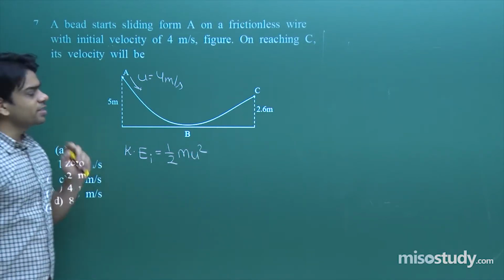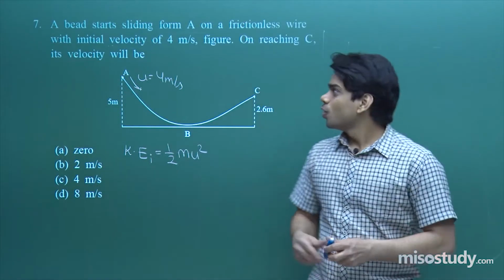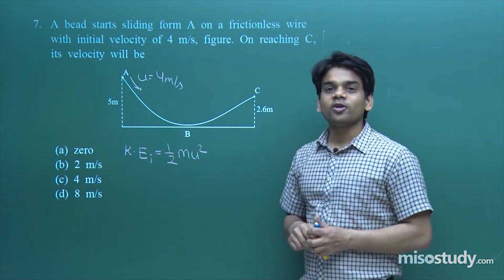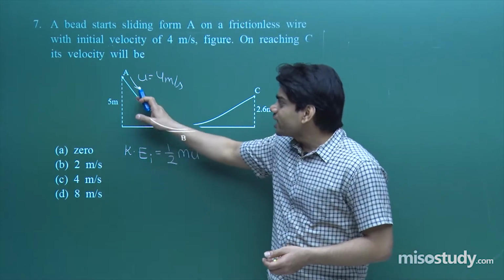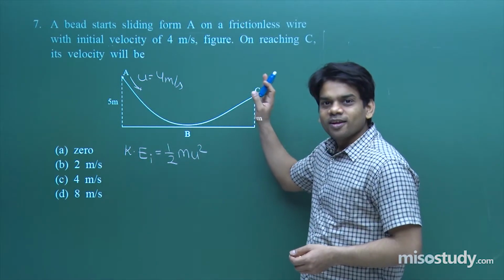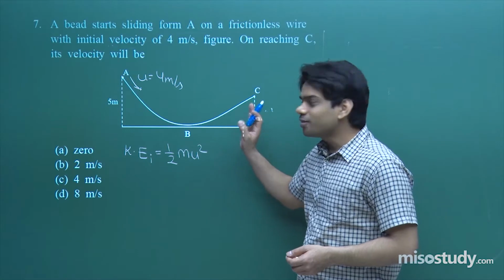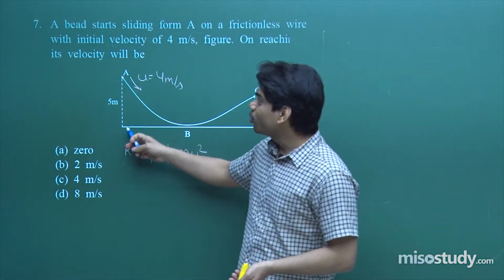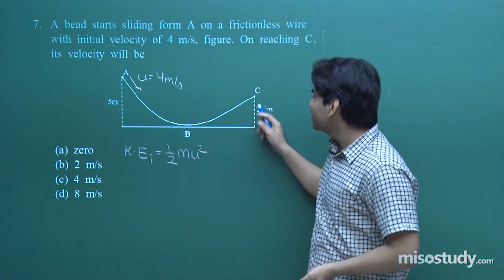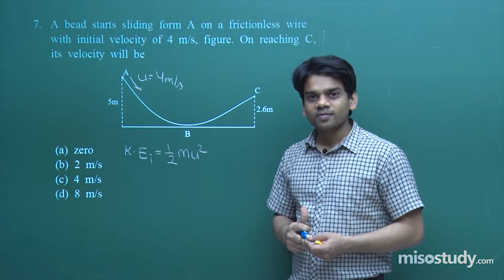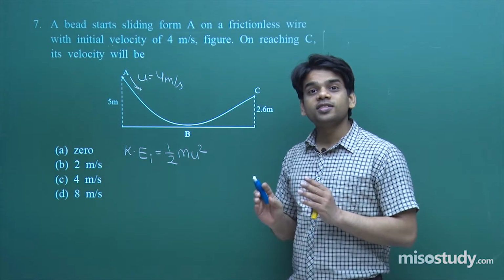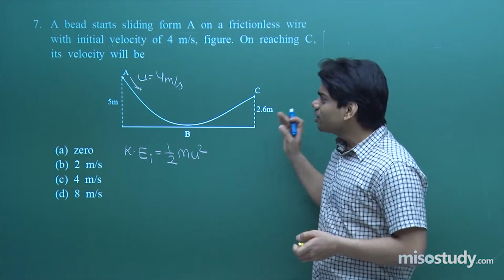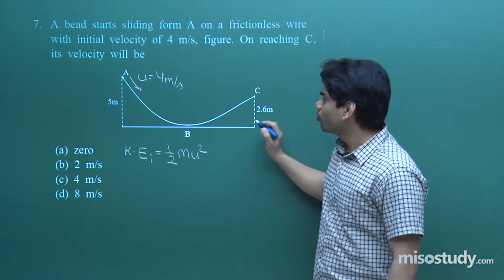Next, on reaching C, let me show you. On reaching C, you need to find out what its velocity will be. Frictionless floor, the only work is done by the force of gravity that is pulling it downwards. You see here point A's height is 5 meter, point C's height is only 2.6 meter. There is no loss due to work done by friction. There will be no loss in energy due to friction, and now see here what you need to apply.